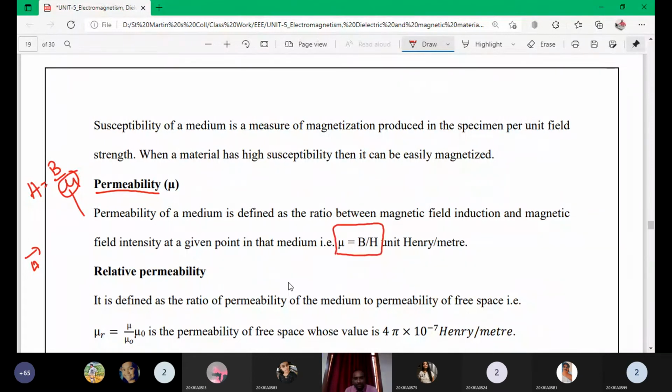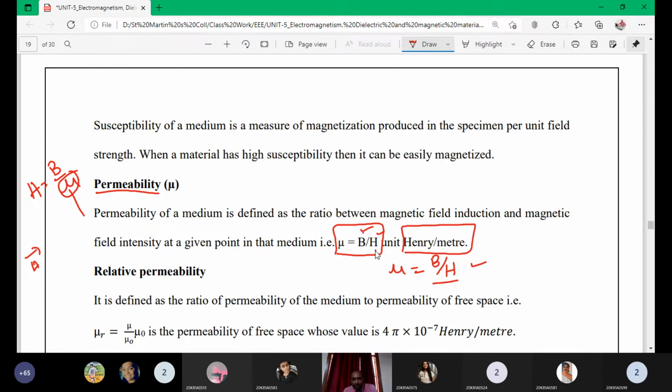B by H. What is B and what is H? Magnetic field induction and magnetic field intensity. Here units are Henry per meter. It's a ratio between magnetic flux density, or magnetic field induction, to magnetic field intensity. That is a very easy definition. This gives how easily material is magnetizing.